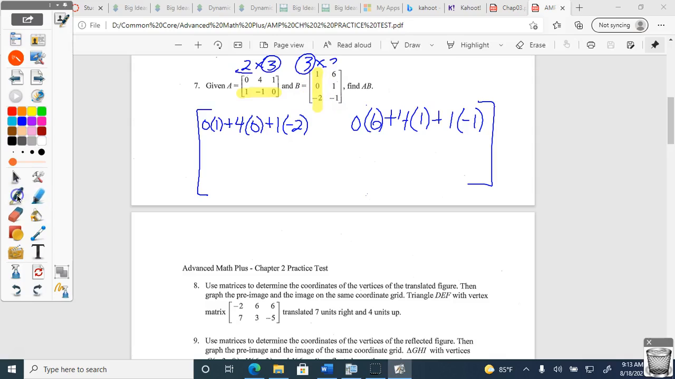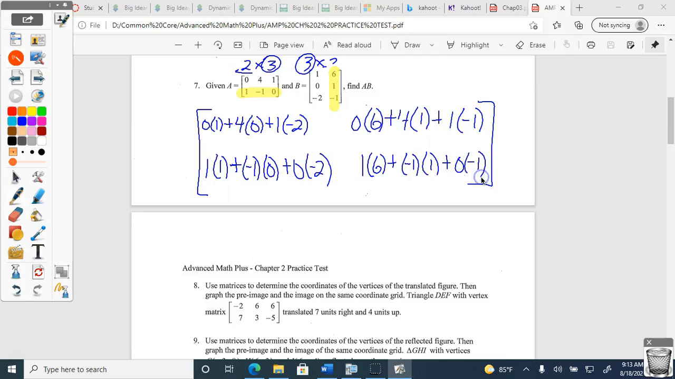Okay. All right. So 1 times 1 plus negative 1 times 0 plus 0 times negative 2. Ooh, I like that one. Then you do the bottom row times the second column. 1 times 6 plus negative 1 times 1 plus 0 times negative 1. And then you just simplify all that.